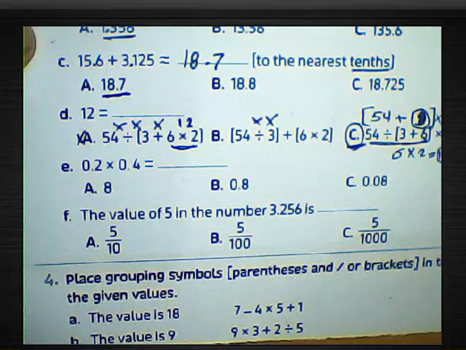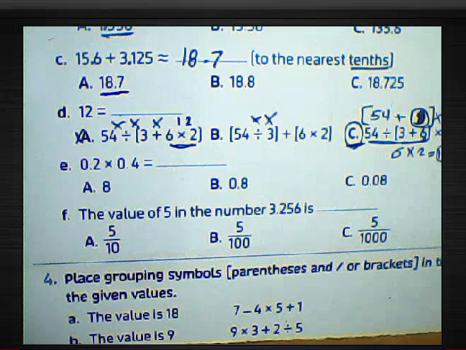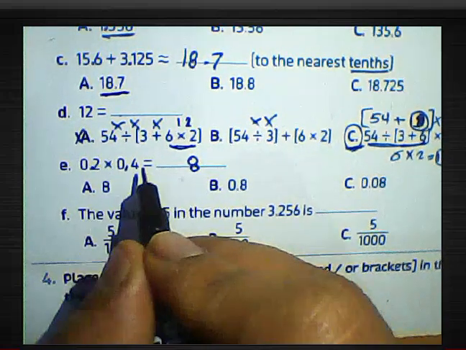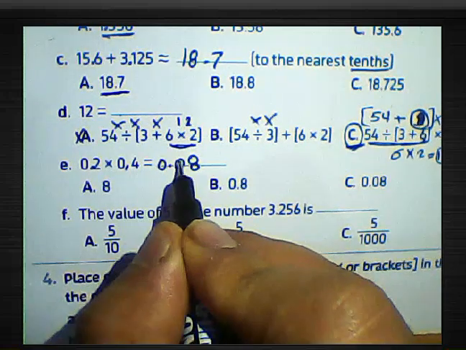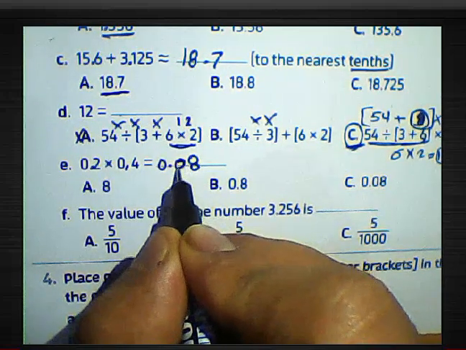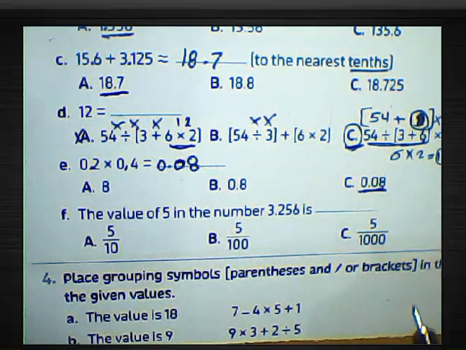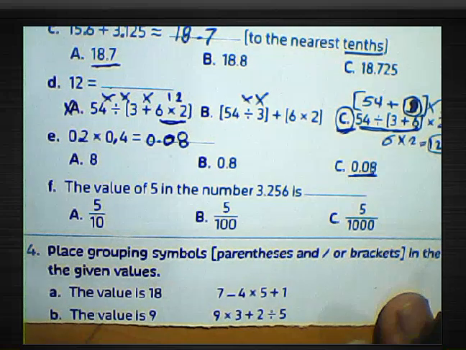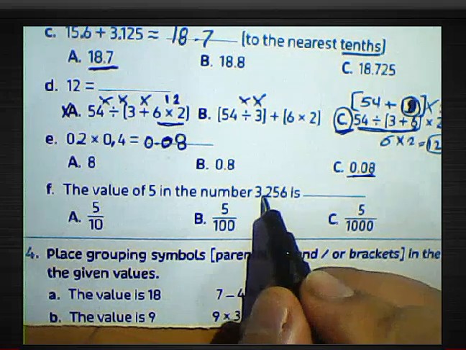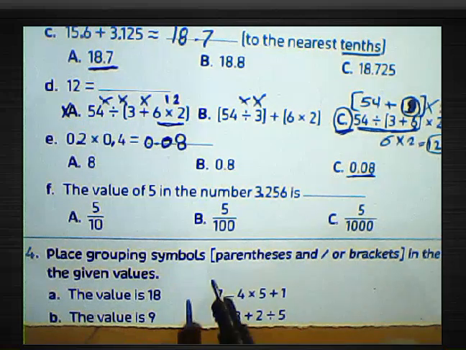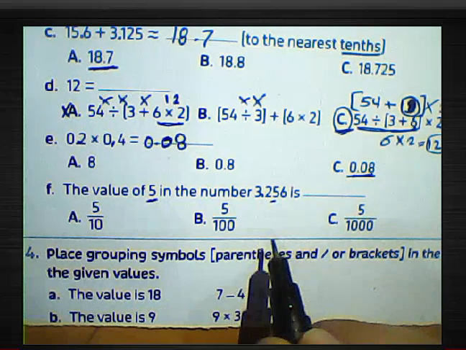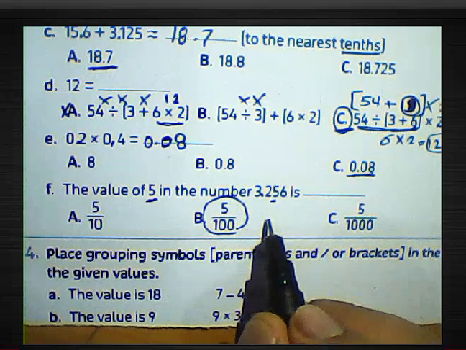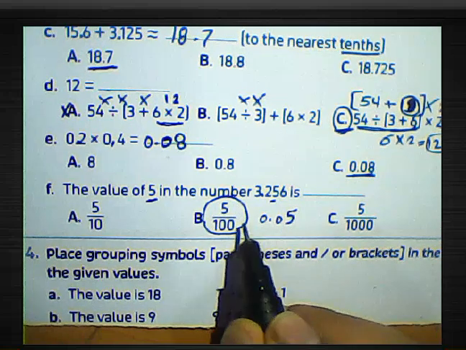Question letter E. 0.2 times 0.4. 2 times 4 equals 8 and the point must be after 2 digits. The result will be 0.08. Choose letter C. Letter F. The value of 5 in the number 3.256 is. He asks the value of 5. 5 lies in hundredths. So the value of 5 will be 0.05. It means 5 over 100.